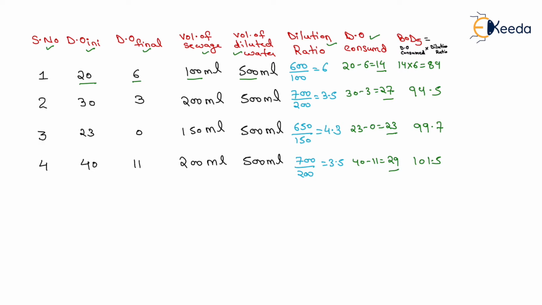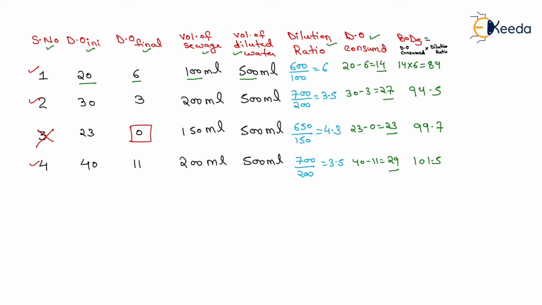Now in the calculation, we will not take the third sample because DO final is 0 in this case. DO final is 0, which means we have no idea about the final DO of that sample. If the initial DO is 23, we don't know after what time the DO final reached 0, whether after 2 days, 3 days, 4 days or 5 days. That's why we will not take this case for the calculation of BOD of the sample. So we will take only 3 cases, that is first, second and fourth.